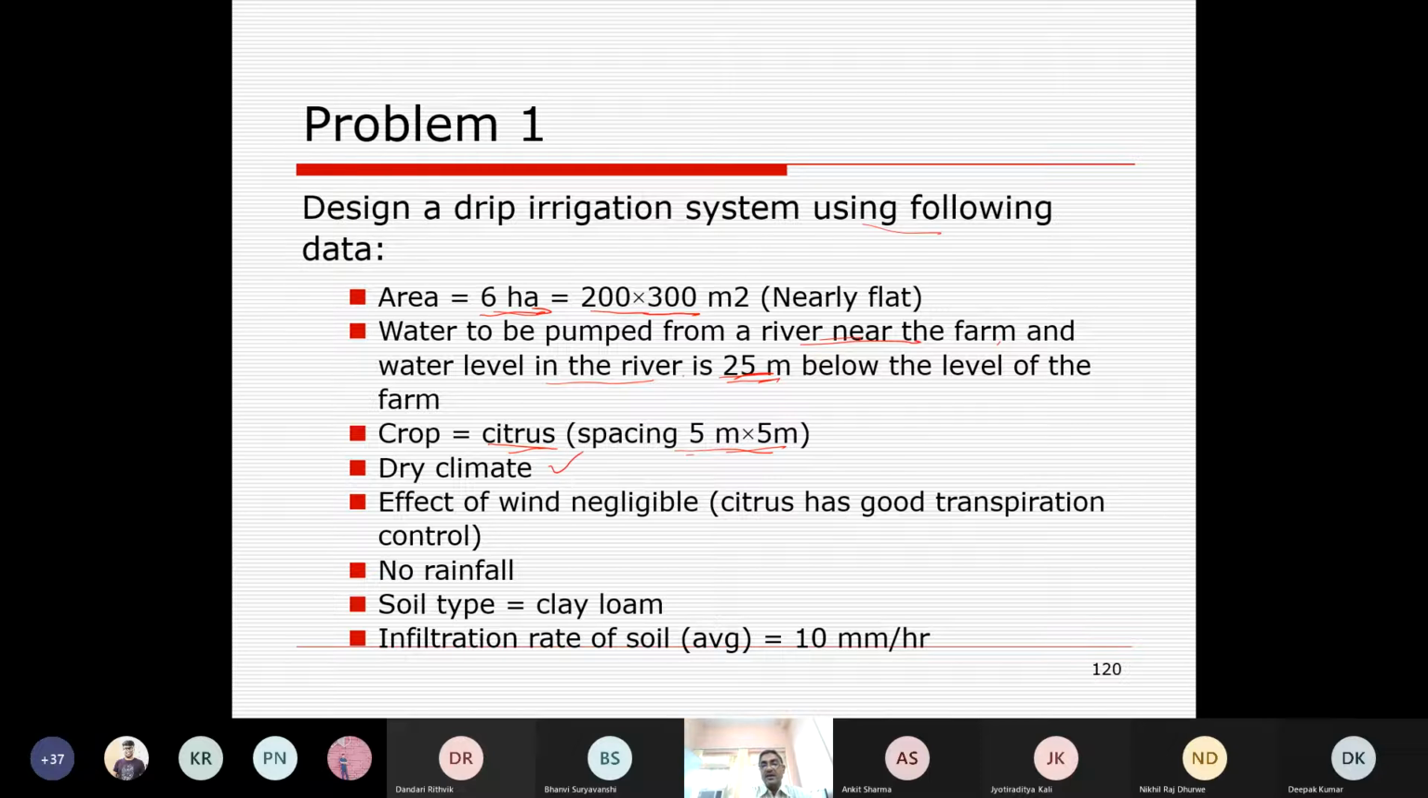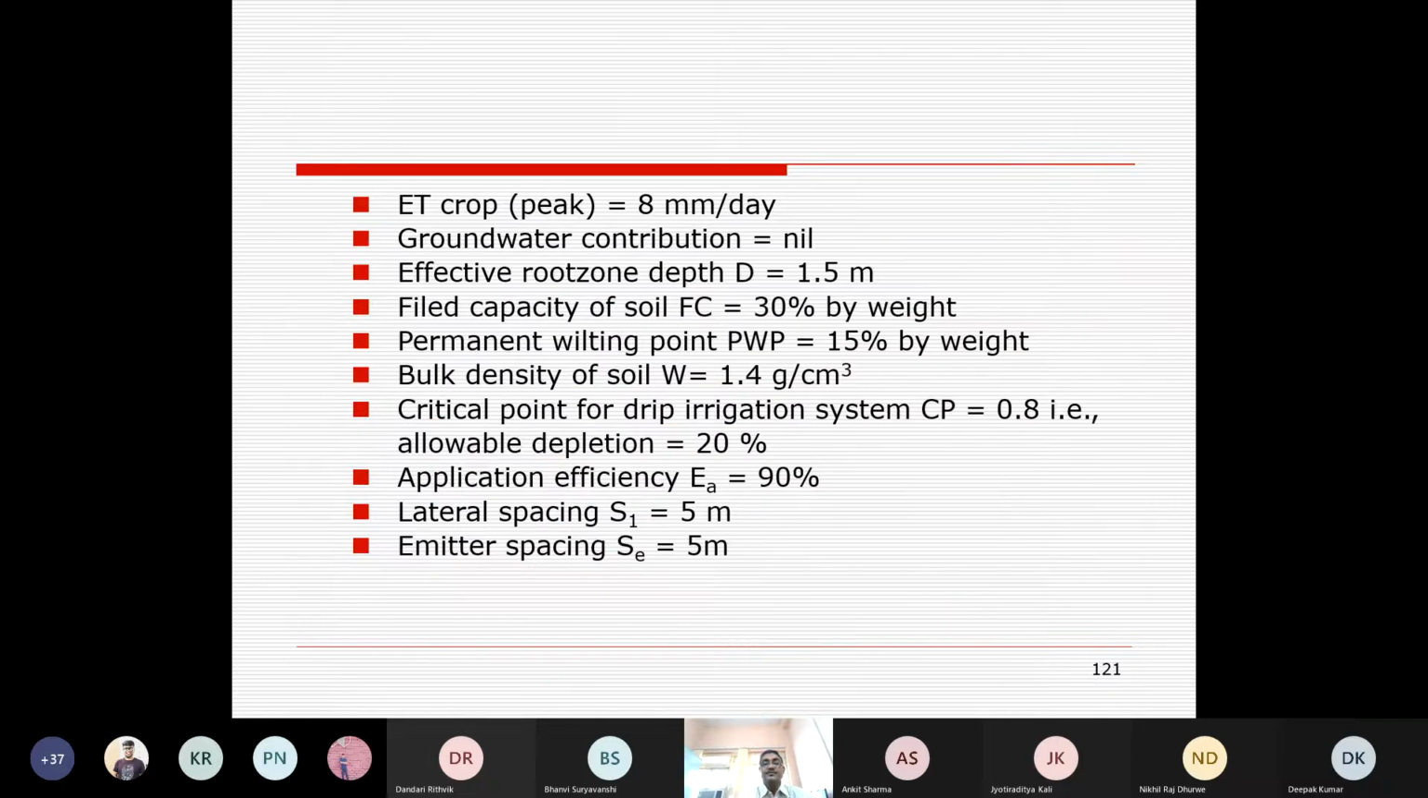Dry climate, effective wind is negligible, no rainfall contribution. Soil type is clay loam, and it has an infiltration rate of 10 millimeter per hour. So that is the limiting condition for application rate. ET of the crop, that is peak 8 millimeter per day. No groundwater contribution to irrigation. Root zone depth is 1.5 meter.